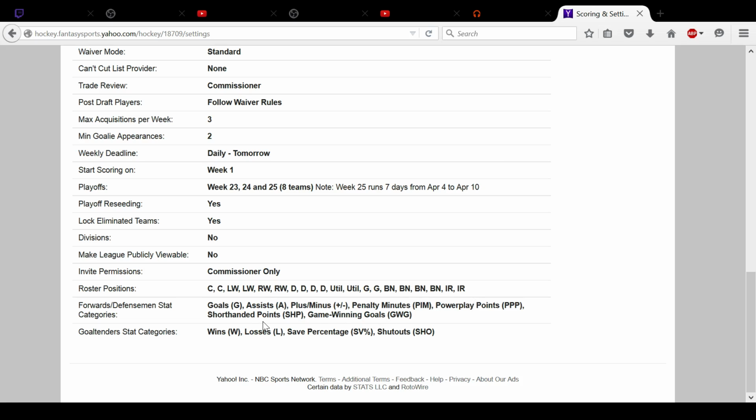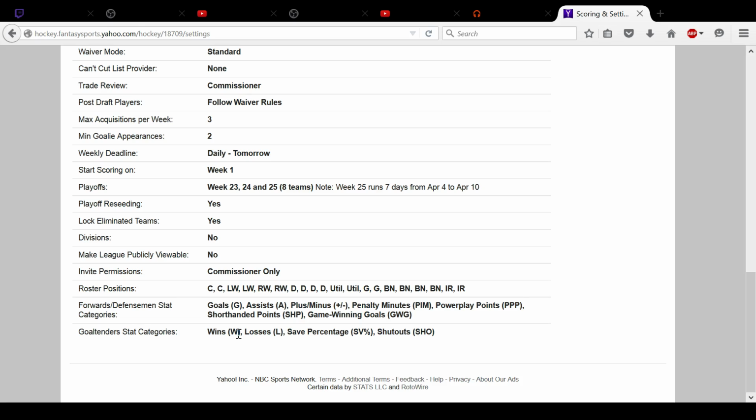Goaltending stats are also very simple yet deceptive in certain ways. Shutouts are notoriously hard to predict. In the last few years, there have been very, very few goaltenders that have sustained a high number of shutouts from year to year. So rather than focusing on that number, I would just encourage you to find the best goaltender on the best team that you can, and the shutouts will come.